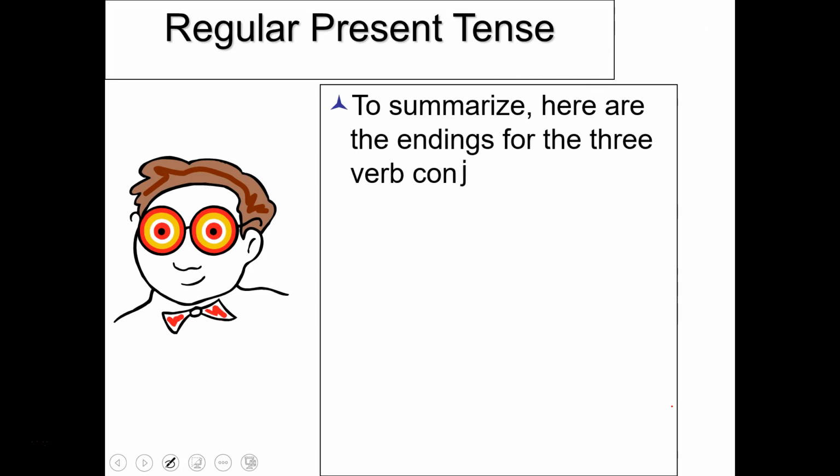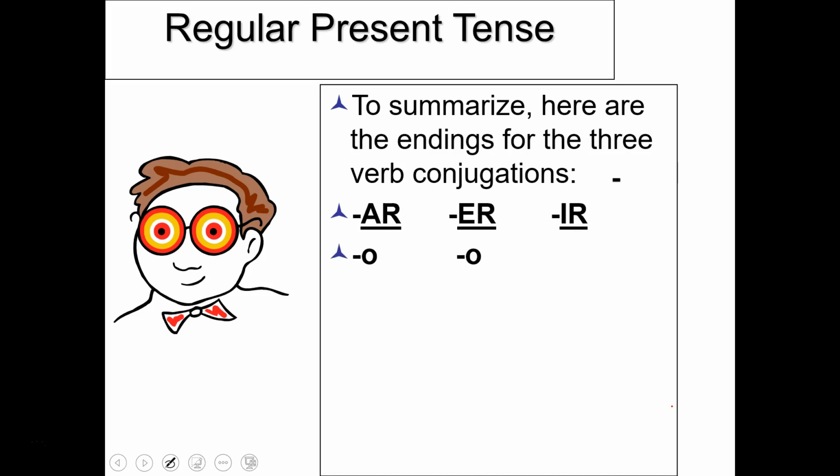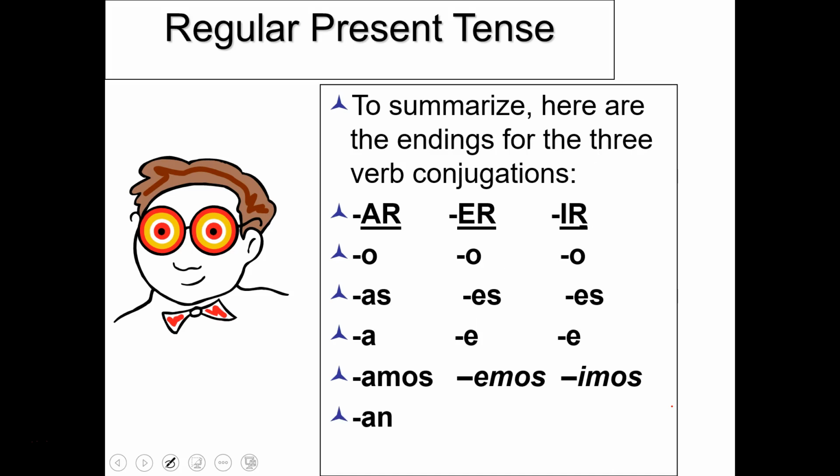To summarize, here are the endings for the three verb conjugations. So we have talked about AR, ER, and IR. So we're gonna have them all together right here. Alright, AR, ER, and IR. O, as, es, a, e, amos, emos, imos, and an, en. It's not very difficult. It's actually easy. The only hiccup here is that you have to make a big effort to learn them all.